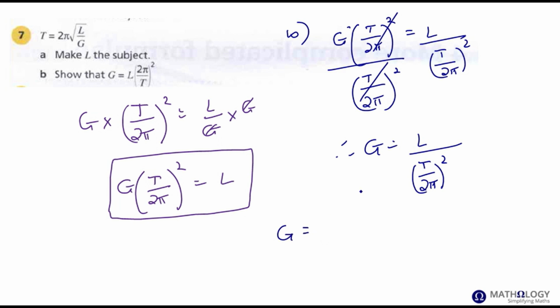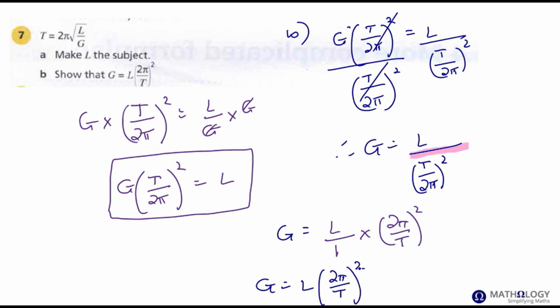Now, whenever we divide by a fraction, you can change the division sign into a multiplication sign by reversing that fraction. In other words, we're going to tip it over. So we have L over 1 times 2 pi divided by T all squared, which if we write in a neater form, g equals L bracket 2 pi divided by T all squared. And that is precisely what we were required to show. So g is now the subject of the formula.